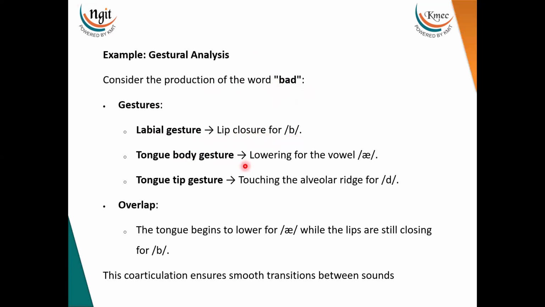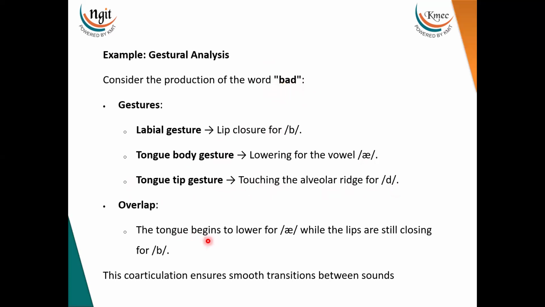Next tongue body gesture, lowering for the vowel, okay? B-A-D, bad. So A is the next one. Next tongue tip gesture, that is touching the alveolar ridge for D. When you say D, your tongue tip will go and touch your alveolar ridge. So that is how this particular analysis will be made for each word.